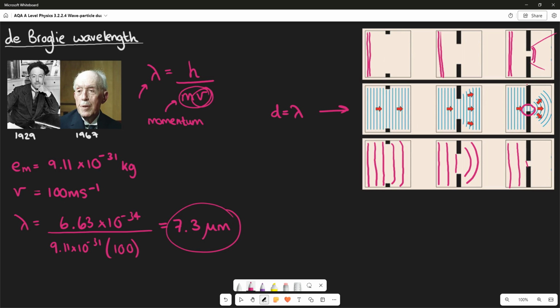So depending upon the relationship between the size of the gap and the wavelength, you're going to get different types of behaviours. And for individual particles where the mass is fixed, it's the velocity that changes to change the momentum, to change the de Broglie wavelength. So in summary, the de Broglie wavelength is the wavelength that describes the behaviour of a particle and when it exhibits wave-like behaviour. You can calculate your own de Broglie wavelength yourself. So we can do that now.